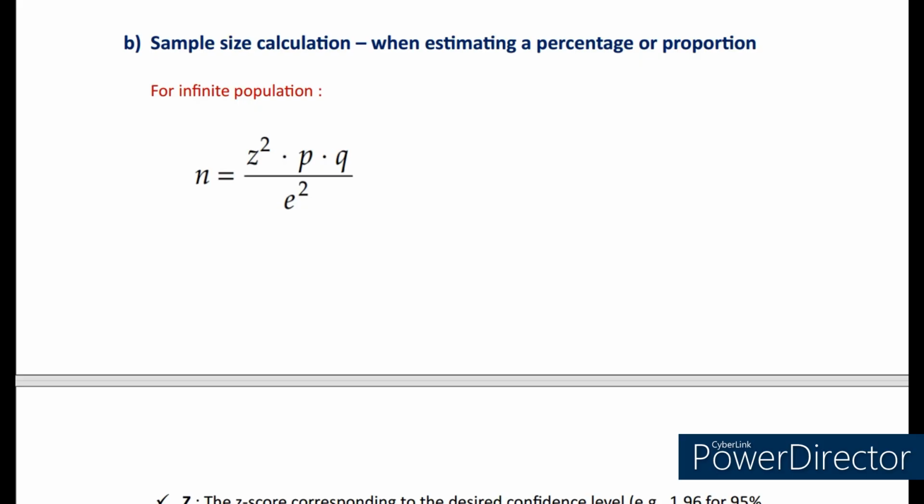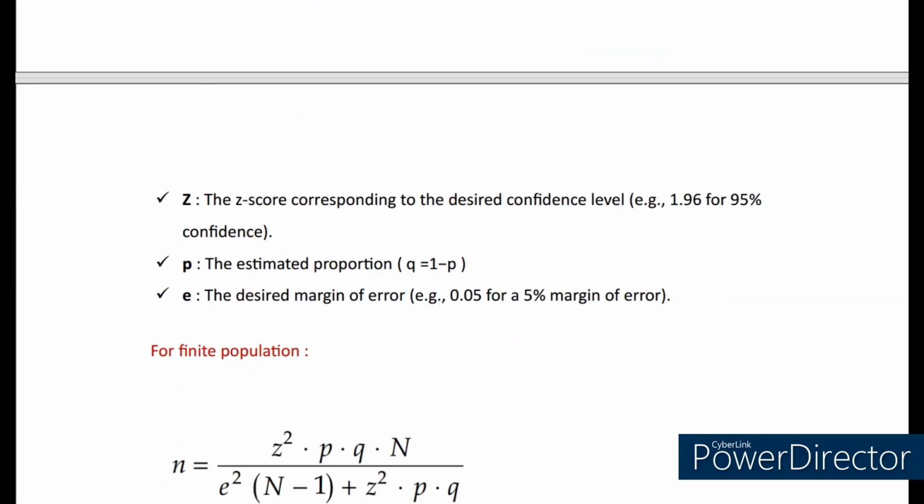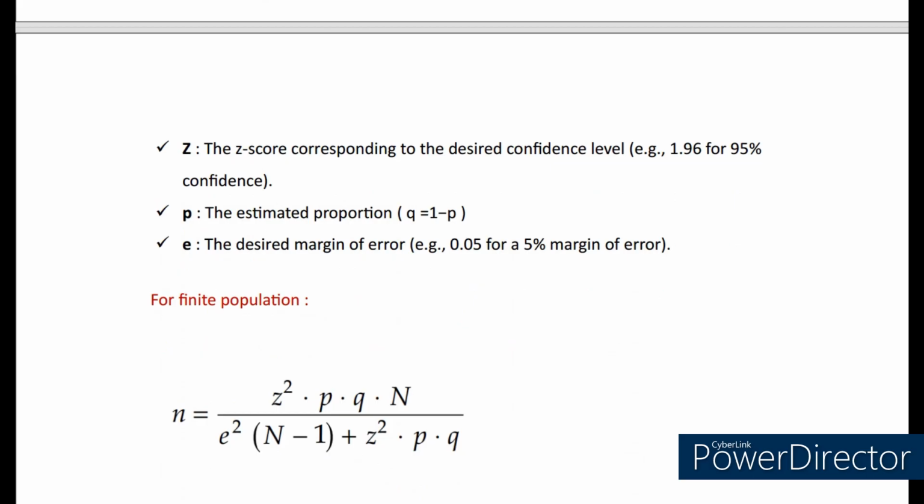So what are these p and q? P is nothing but the estimated proportion. If you know the value of p, we can get the value of q by 1 minus p. Q is nothing but 1 minus p. So we already know what is Z. It is the Z score corresponding to the desired confidence level, 1.96 if it is a 95% confidence level. And E is nothing but the desired margin of error. For example, if the margin of error is given as 5%, the E value will be 0.05.